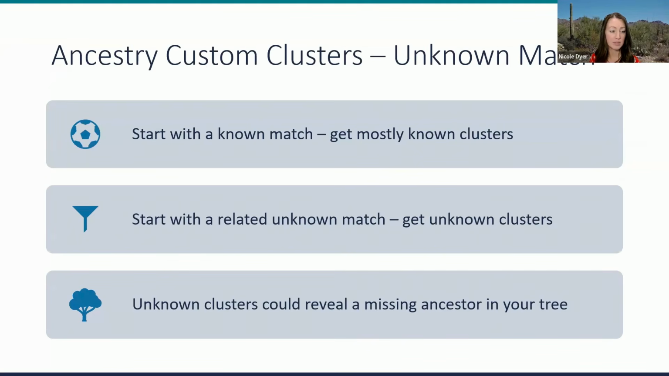Before, when I was first starting to use custom clusters, I would start with a known match. And what I noticed is I was getting mostly known clusters, a lot of clusters where I could easily figure out the common ancestor because it was already an ancestral couple that I knew about. And usually in our genetic genealogy, we're looking for the parents of a known ancestor. So we need to find unknown clusters in order to figure out who they are. So the hypothesis here is that if we start with an unknown match who's related to a known match, maybe we will get some unknown clusters to help us find those missing ancestors in our tree. That's the idea of this experiment today, to see if we can find unknown clusters.